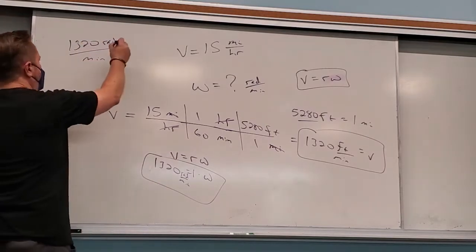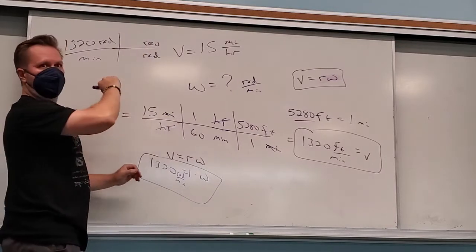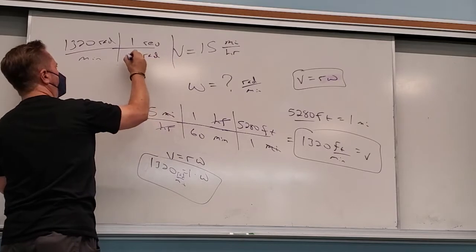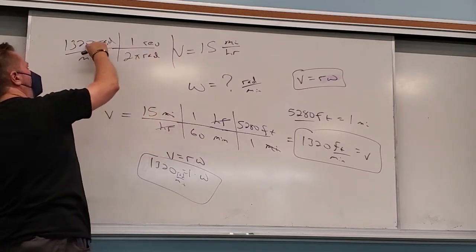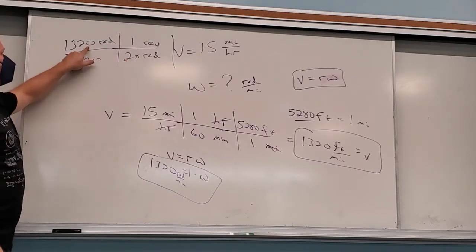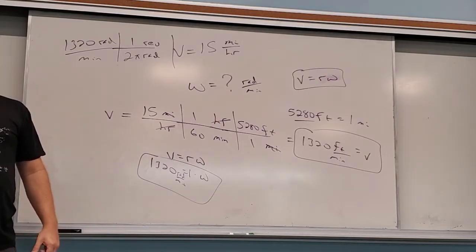Well, we can just do this again. I don't want radians, I want revolutions, correct? 1 revolution is how many radians? You just told me, sorry. 2 pi. So you just divide. It's just a straight up conversion. Every revolution is 2 pi radians. So I'm curious, how many 2 pi radians are in 1320? That's what we've got to figure out.